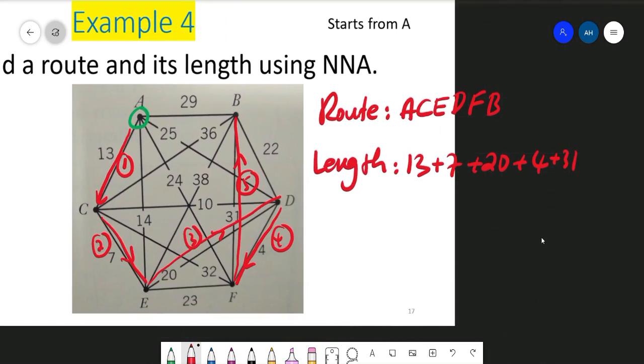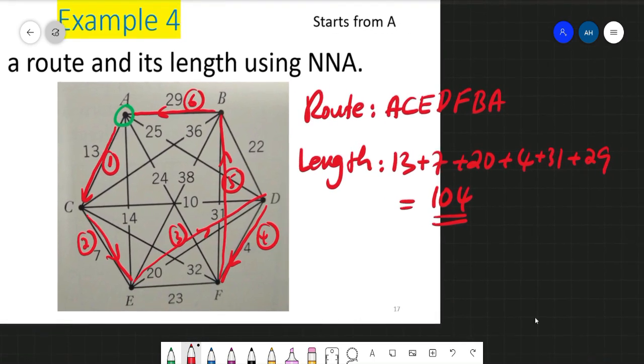All right, let's move it a little bit. Okay, from B, we have to go back to A. This is path number 6. So from B, we have to go back to A, and the distance is plus 29. All right, so the total length, if we add these numbers correctly, we should get 104. That's the total distance for this particular route. Okay, by using nearest neighbor algorithm, we get the route A, C, E, D, F, B, A with the total length 104.